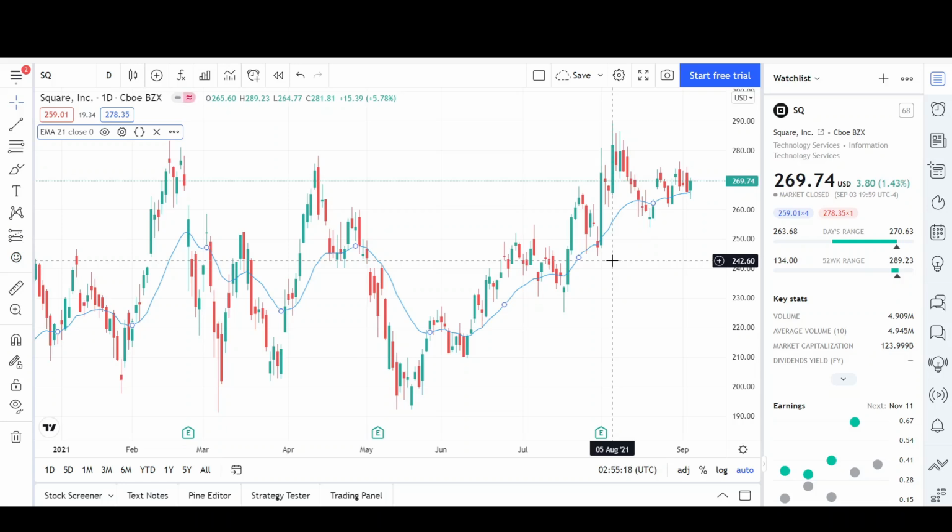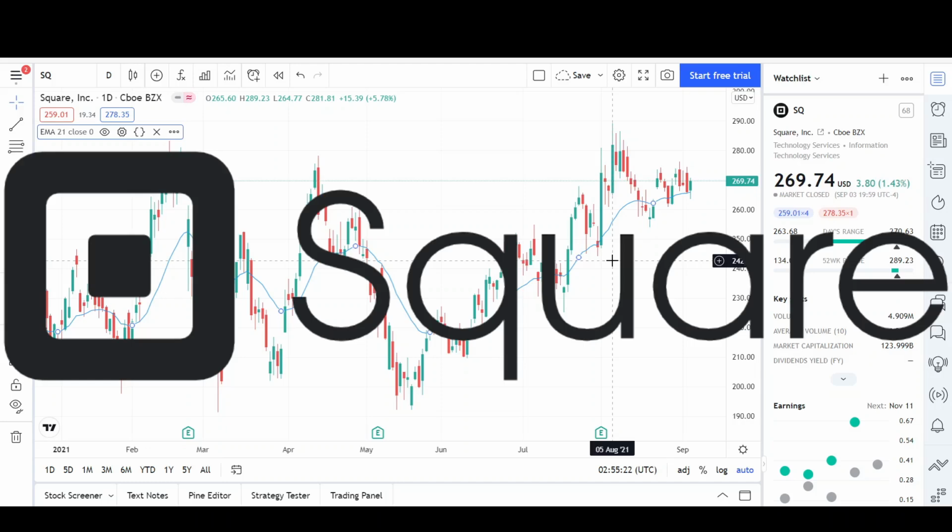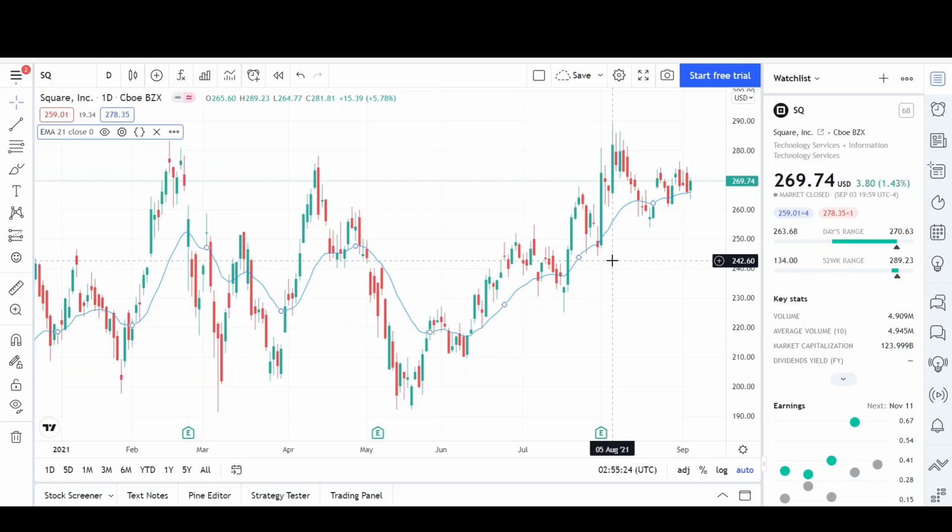What's up, traders? This is Vee Trades, and today I'll be doing a technical analysis breakdown for Square with the ticker symbol SQ. The last time I looked at this company was back on August 19th.